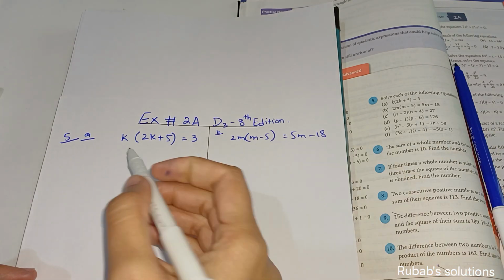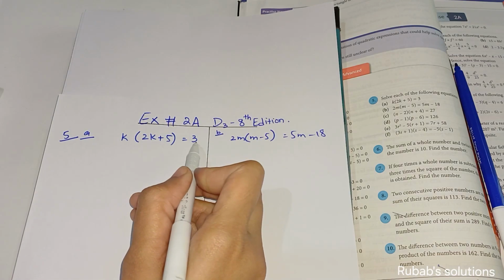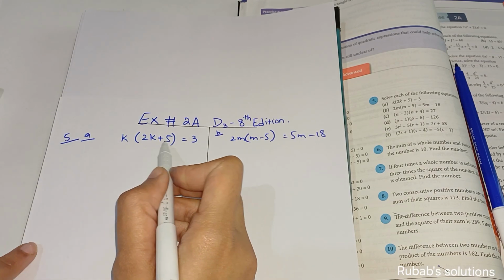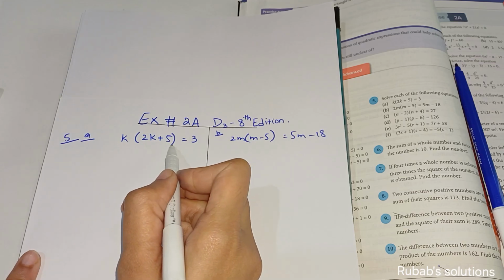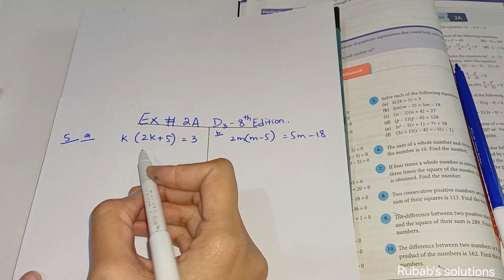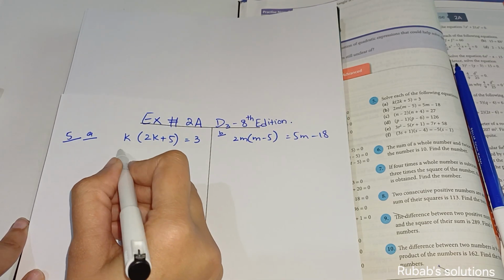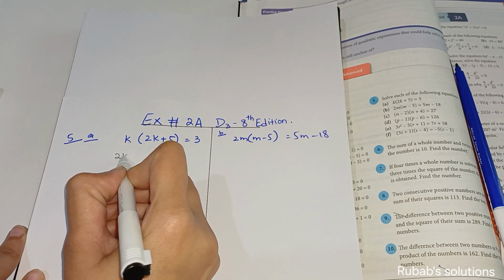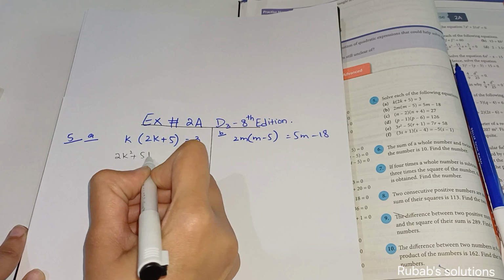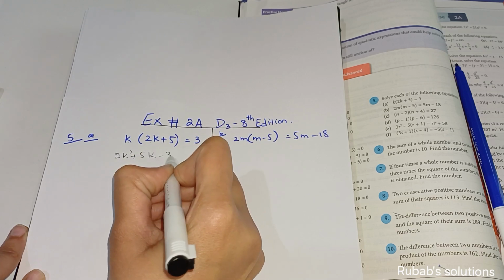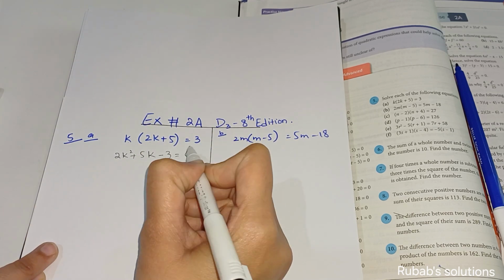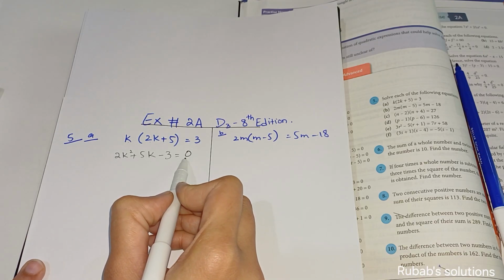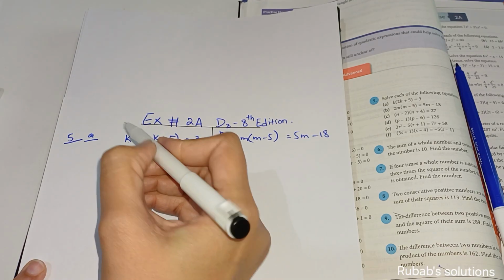हमारे पास it is given that k into 2k plus 5 is equal to 3, while we should have 0 on the other side. So that means we have to expand it first, and after that we have to do the factorization again. If I write it, it will become k into 2k, it will become 2k square plus 5k, and this 3 will shift to the other side and become 0, because only if there is 0 can we apply that two product formula, otherwise we can't.